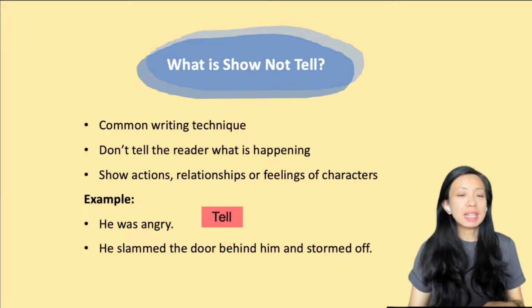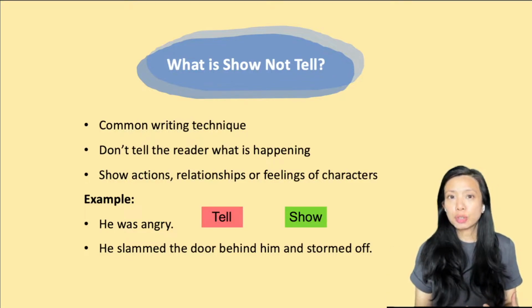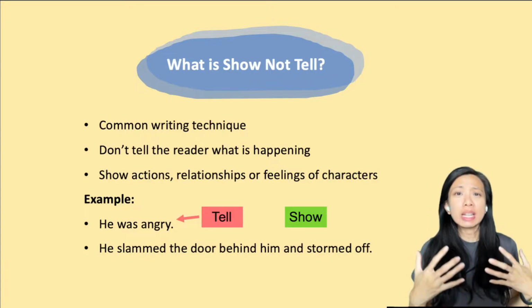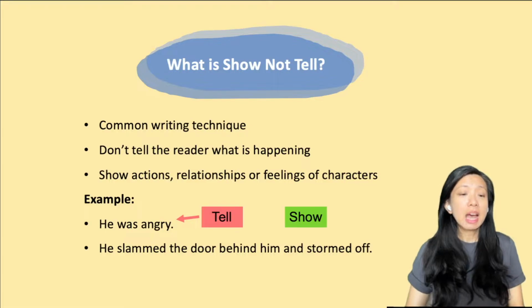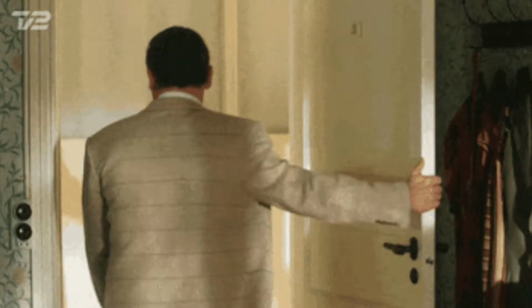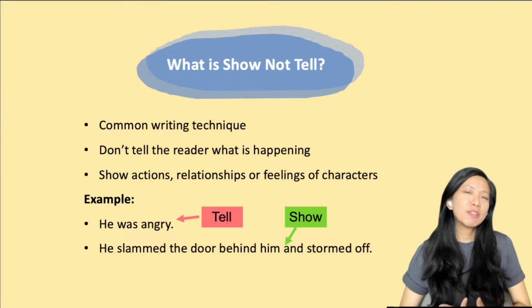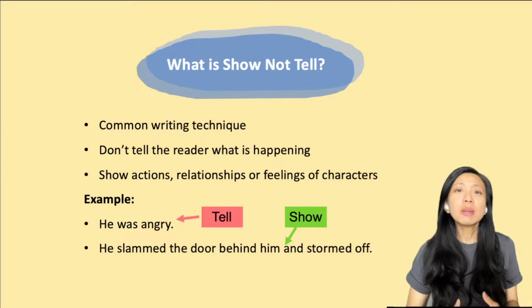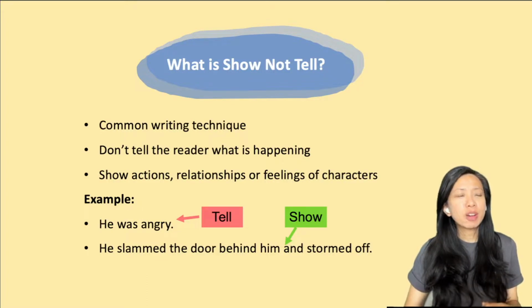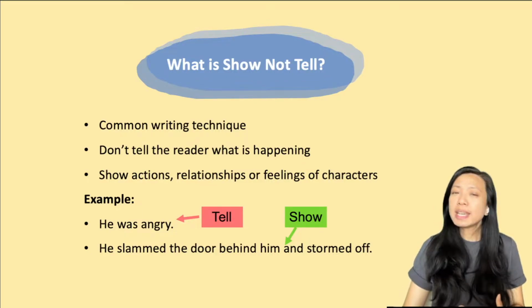Now, which sentence do you think is a tell and which sentence do you think is a show? If you said the first sentence is a tell, you are right. He was angry. Basically, you are telling the reader what the character is feeling. However, in the second sentence, it's more of a show because you're showing the reader that the character is angry using certain actions such as slamming the door and storming off. So you realize that even though the show sentence is a little bit longer, it is definitely more interesting to read because the reader will have to infer from your story what the character is actually feeling. So in a way, you're getting the reader to be a little bit more engaged in your writing or in your story. So let's take a look at another example.